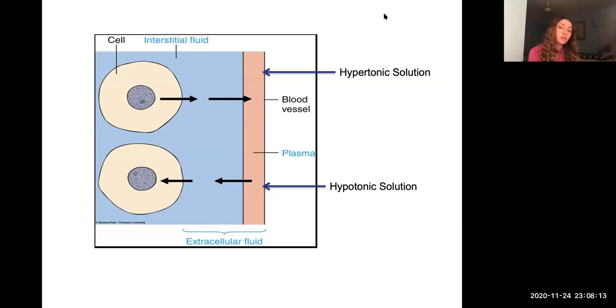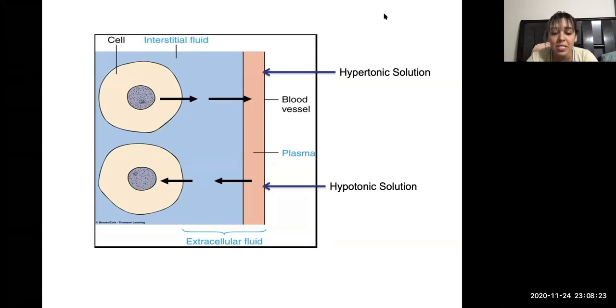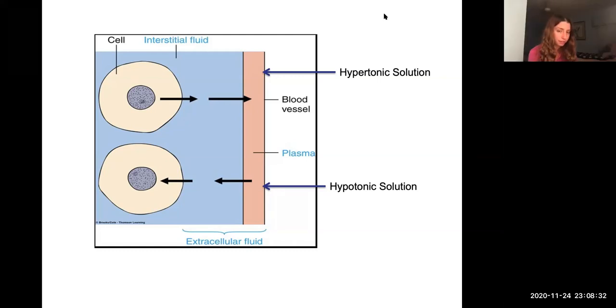Hypo means in, so water will go in. Hyper means out, water out. So hypertonic will shrink the cell, hypotonic will swell. If water goes out of the cell, hyper out, hypo in.